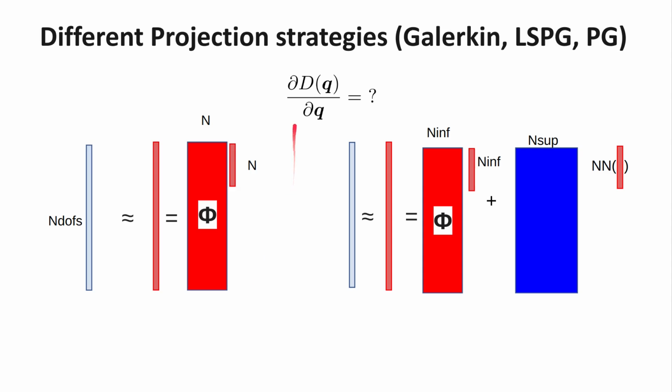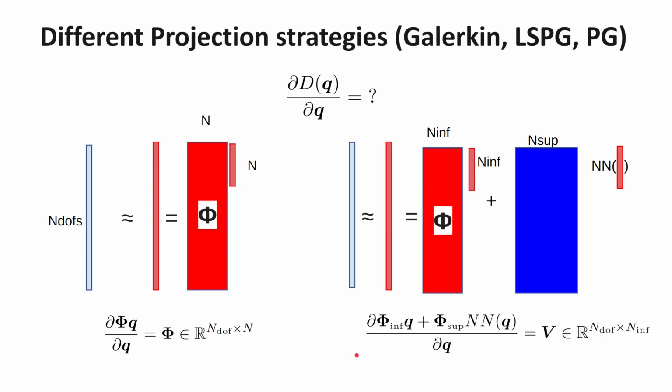Now the question is simply what is the derivative of that decoder applied to q with respect to q. For the linear case, it's trivial. It is simply phi. So phi is a matrix with this dimension, number of degrees of freedom times n. And for the nonlinear decoder, it is a little bit more convoluted, but let us simply state it as V. And V is a matrix of a very similar dimension, number of degrees of freedom times n inf, which is the dimension of the linear part of the decoder, let's say.